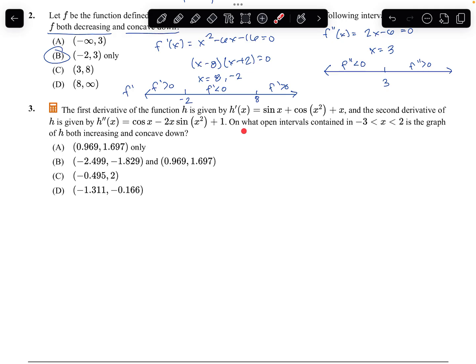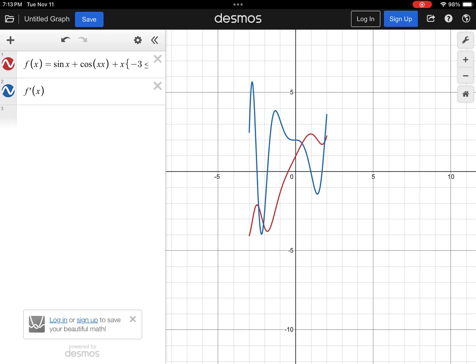On what open intervals between -3 and 2 is the graph both increasing, concave up? So h will be increasing, so I'm looking for when f prime is positive and concave down, so it's going to be when f double prime is less than 0. So let's look at intervals where f prime is positive.